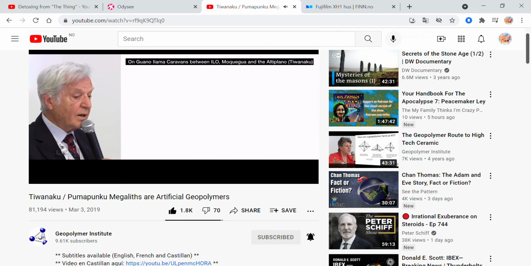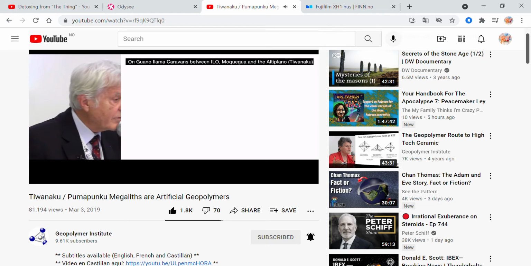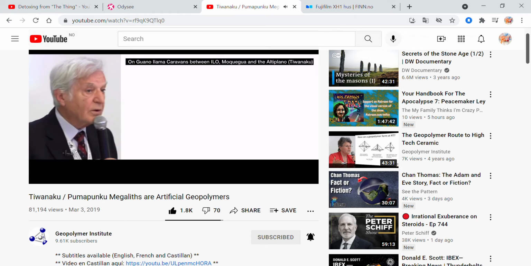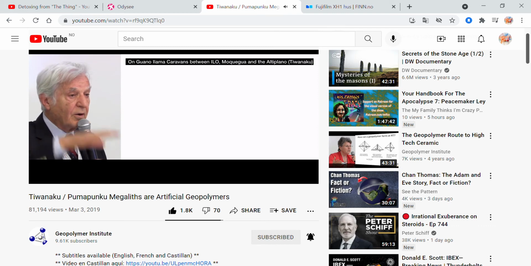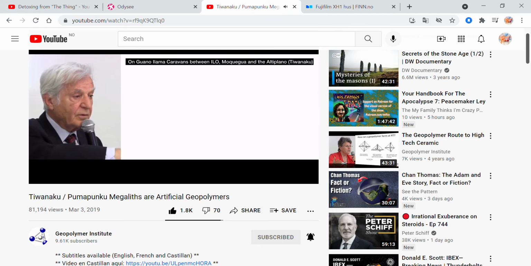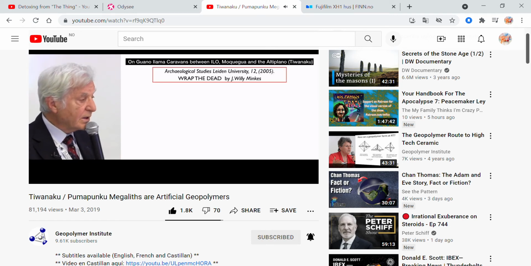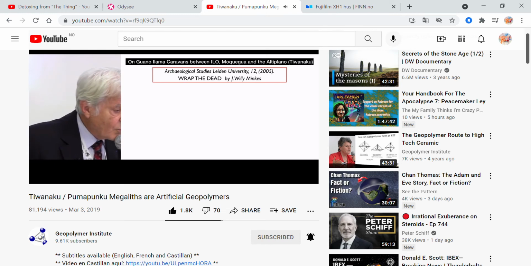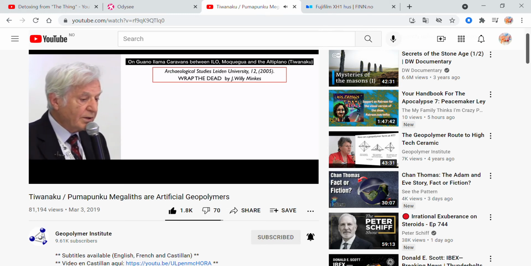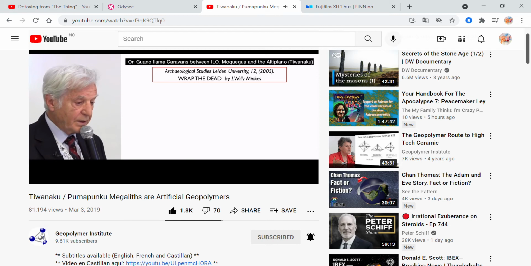Do we have some archaeological records on these caravans and trains between the guano of Ilo and the Tiwanaku, going up from the sea level to 3,800 meters? Well, there's a text on guano-llama caravans between Ilo, Moquegua, and the Altiplano. This has been published in the archaeological studies in Leiden University in the Netherlands in 2005 by Willy Minkus, and I've read. El Descanso, this is near Ilo.